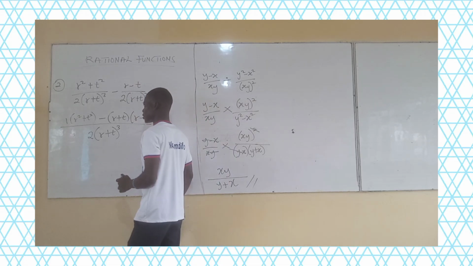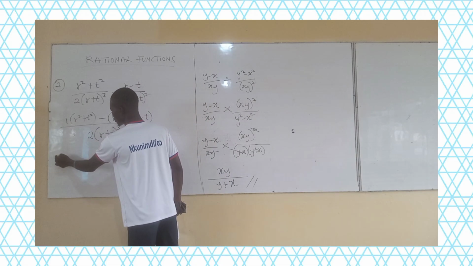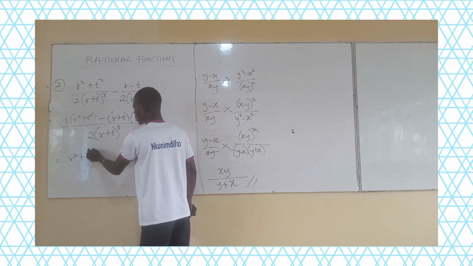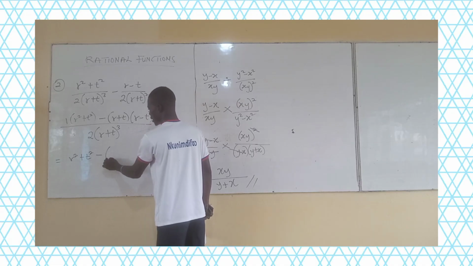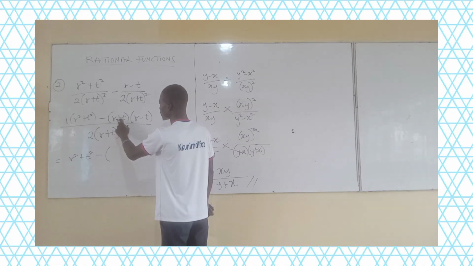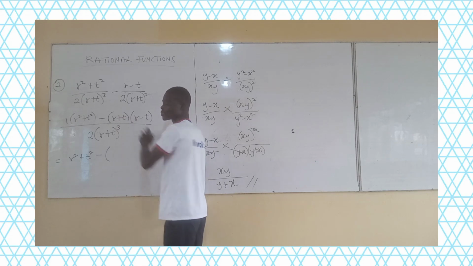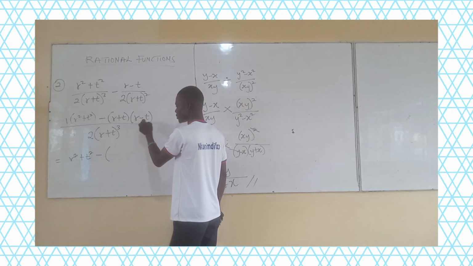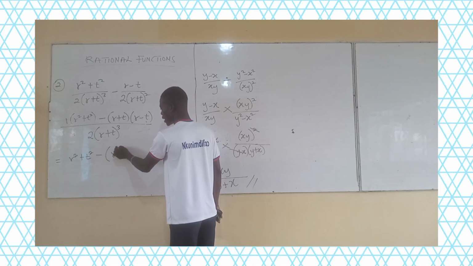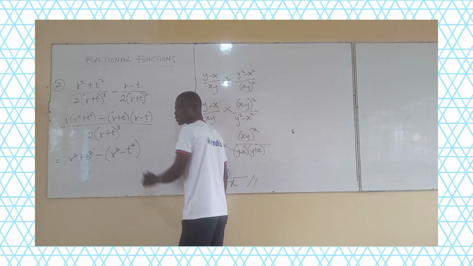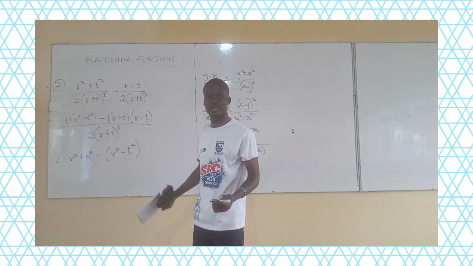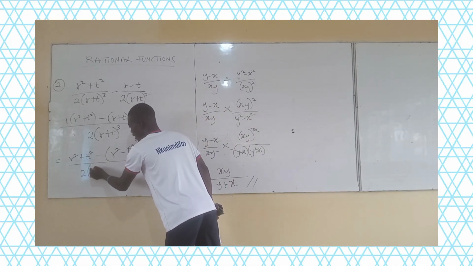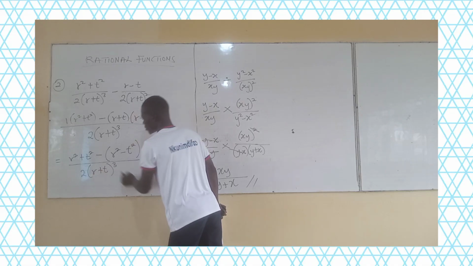So now let's move on. 1 times r squared, we are going to get r squared. 1 times t squared is what? t squared. Minus brackets. You see, you have r plus t, r minus t. This is the difference of 2 squares. So since we have r plus t, r minus t, you can write it as r squared minus t squared, because it's the difference of 2 squares, all over 2 bracket r plus t over 3.